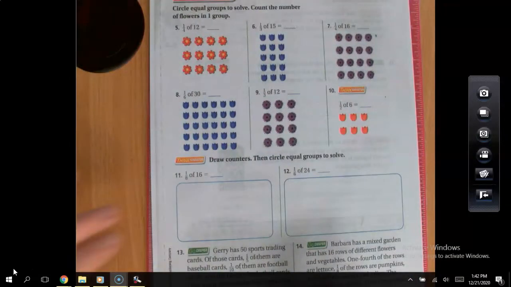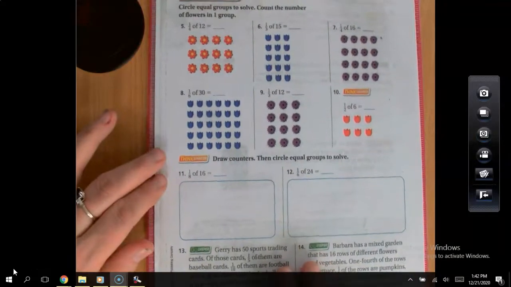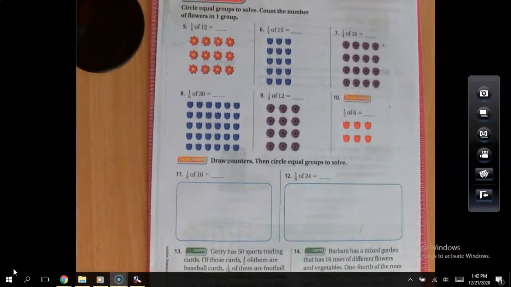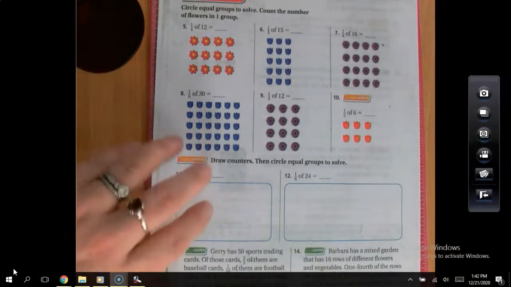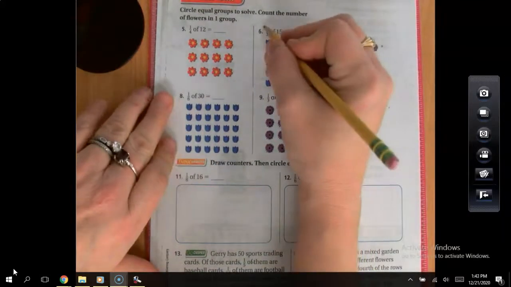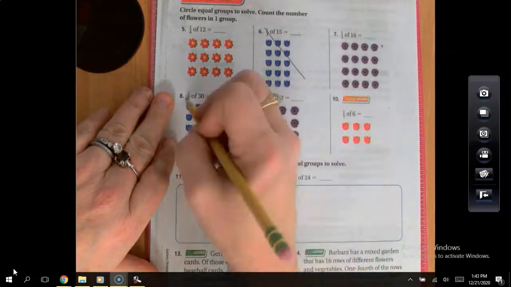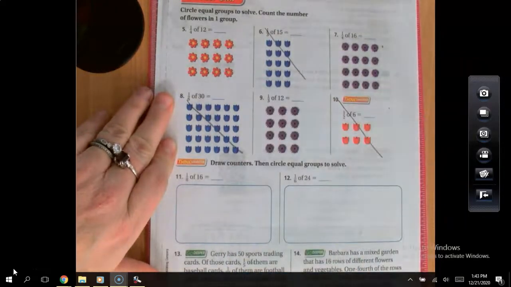All right. Turn to page 489. We're not going to do all of these. Let's do the odd ones. So you can cross out 6, 8, and 10, okay?